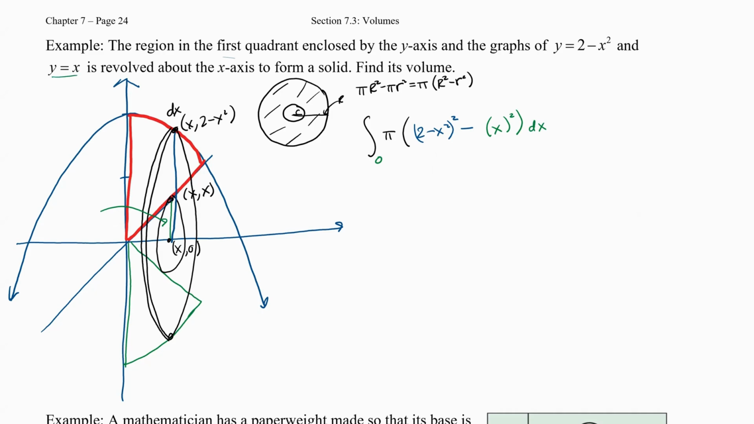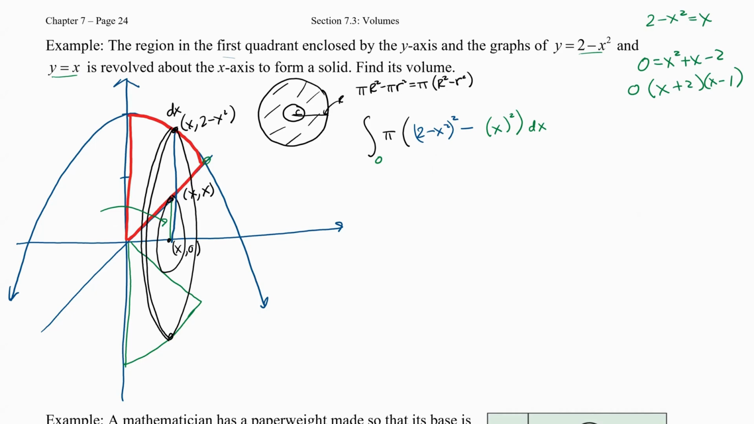Let's set these two curves equal to each other to find that intersection point. 2 minus x squared is equal to x. That means 0 is equal to x squared plus x minus 2. And that factors as x plus 2, x minus 1.